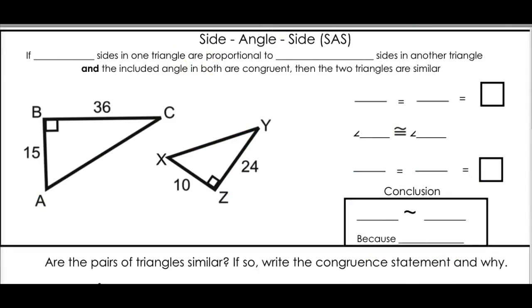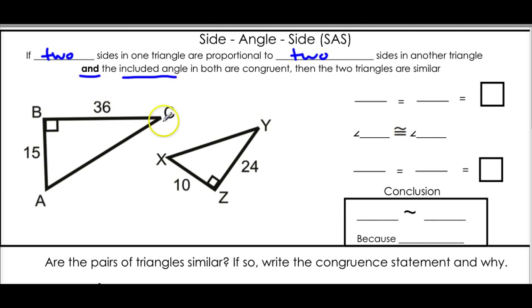Finally, side angle side. If two sides in one triangle are proportional to two sides in another triangle, and the included angle in both triangles is congruent, then the two triangles are similar. So, to start off with, it does have to be side angle side. You have to have an angle between two sides in both of them. So that's your first check, okay?